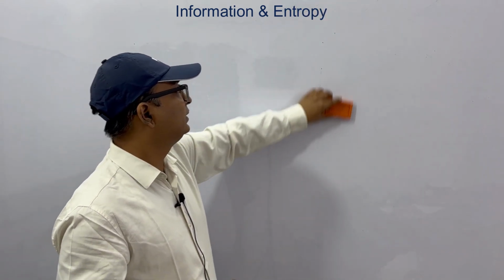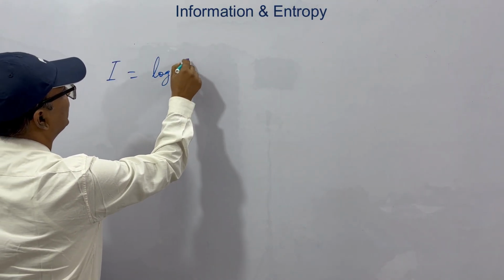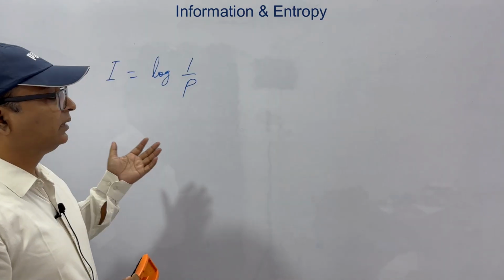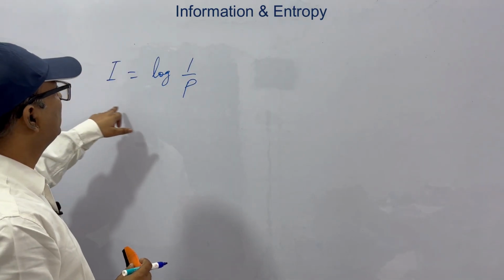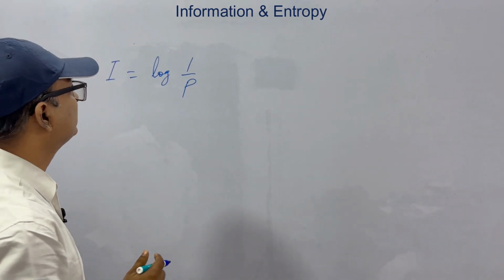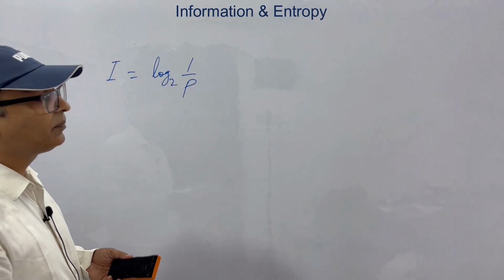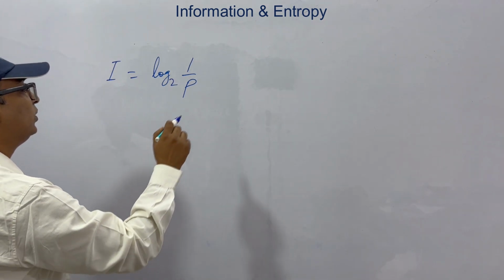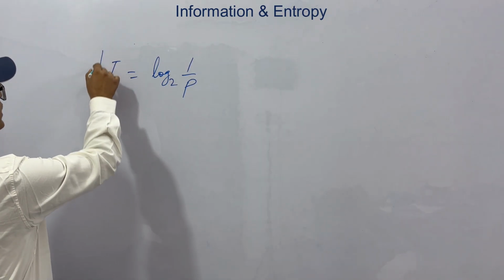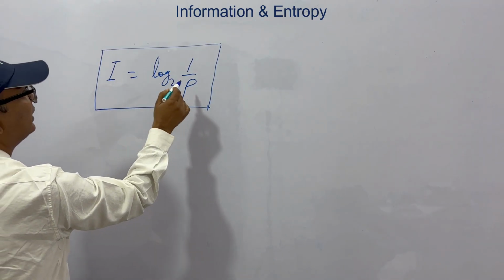What is the mathematical expression between I and P? It is log of 1 by P. For any number system, may it be decimal or binary, this formula holds. But in digital communication, we deal with the binary system, so this is usually it. If we are dealing with some other system, we can convert it by multiplying by log r base 2, if r is the base of that system. So this is the formula in the binary system which represents the relation between information and probability.